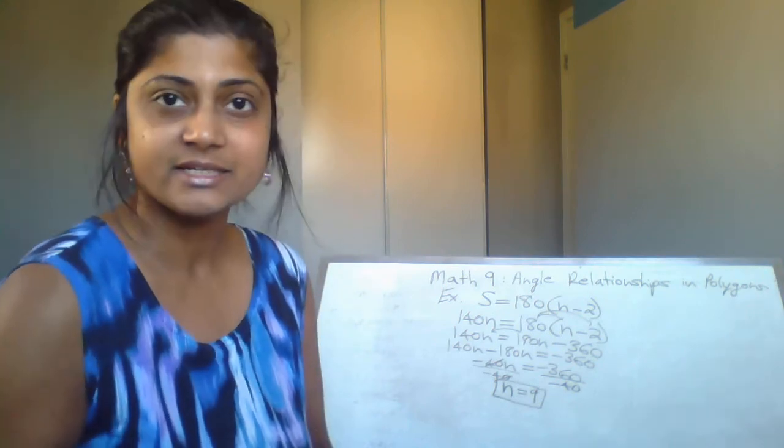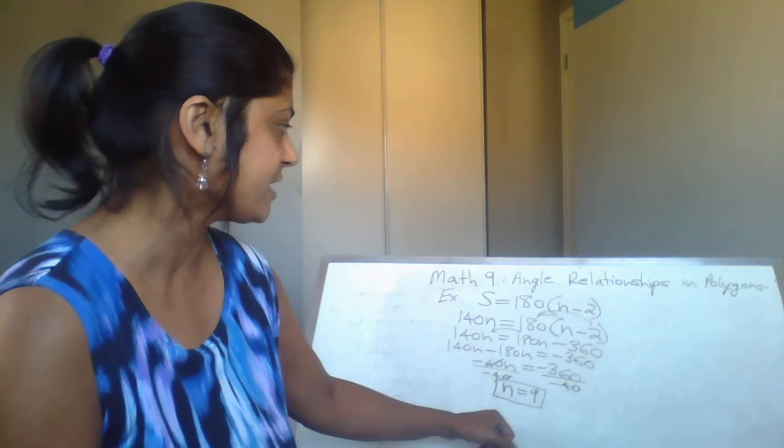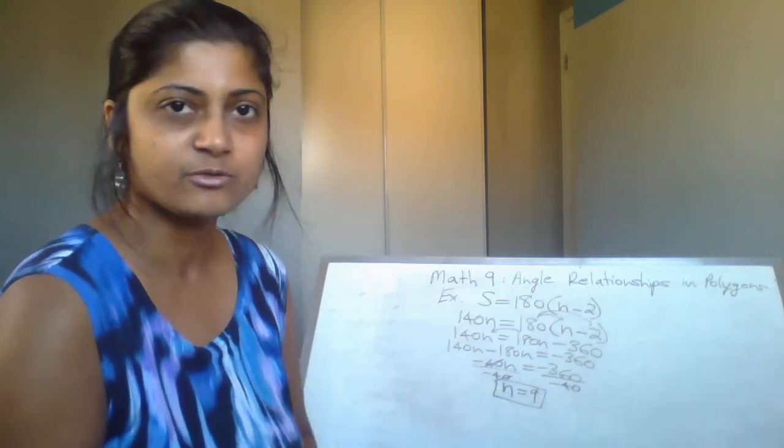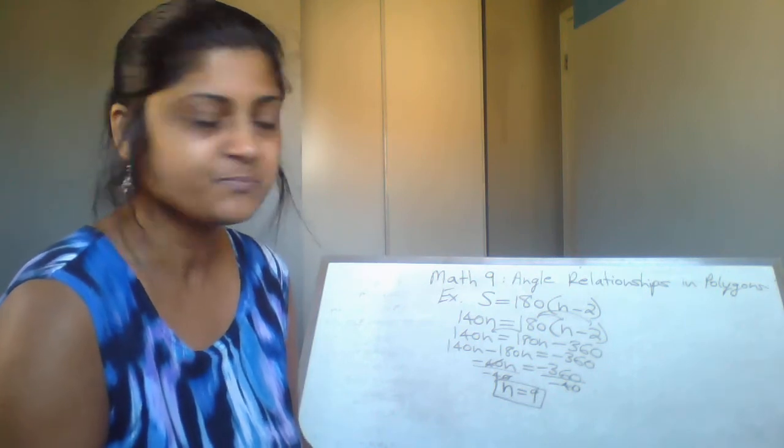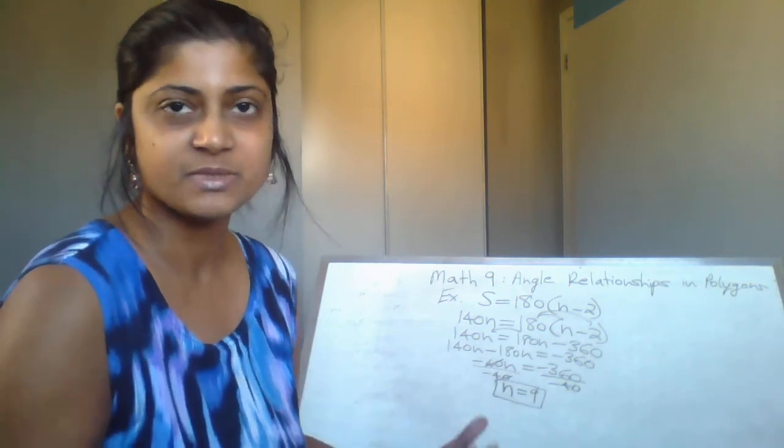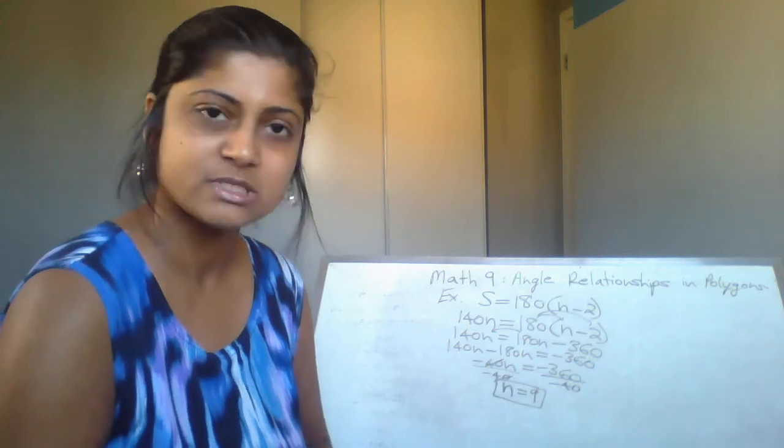Again, it is an equation. I can take my value for n here and plug it back into that original equation, and I'll notice that I will be getting 140 times 9, and that should be basically my answer on both sides.